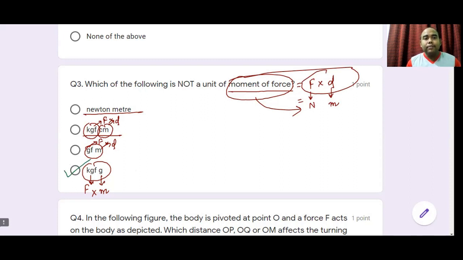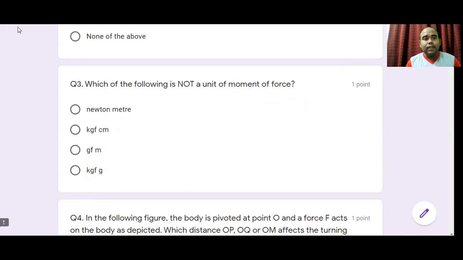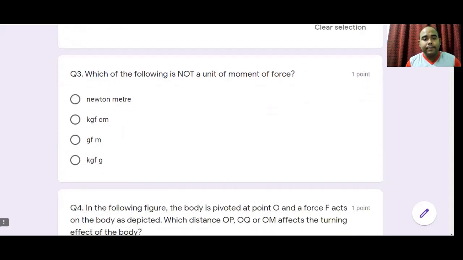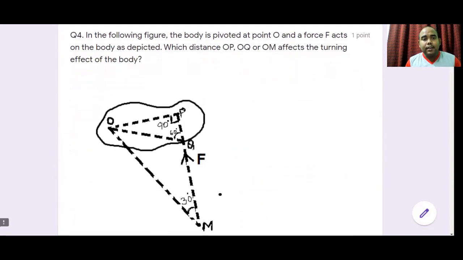Easy. Moving to the fourth question now. If required, you can pause the screen and write down the question and the option and then proceed further. Okay, now you see this figure.